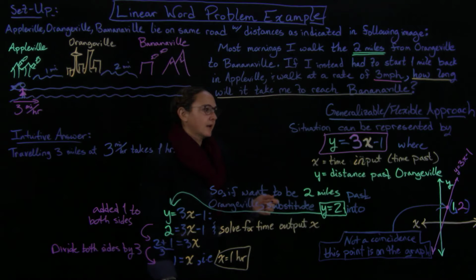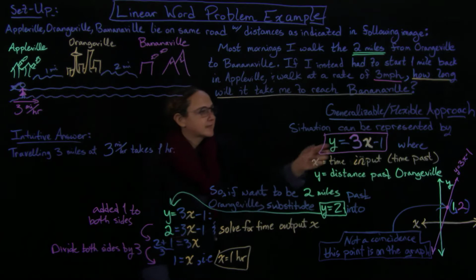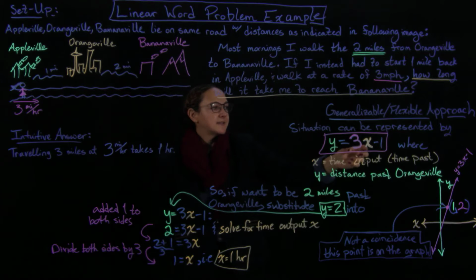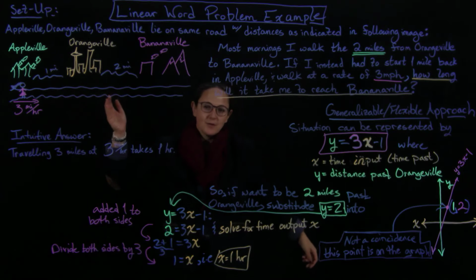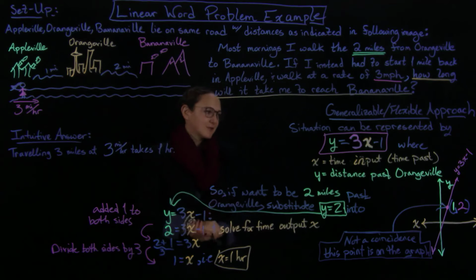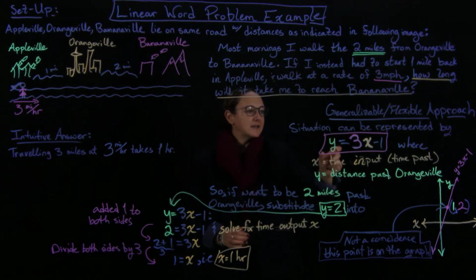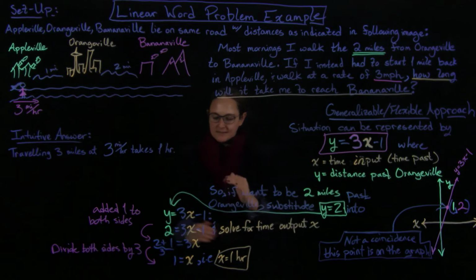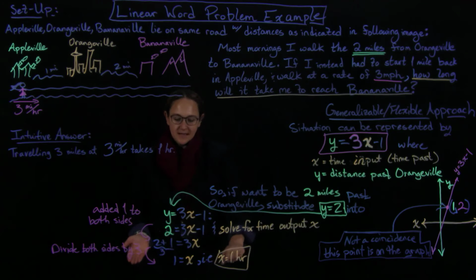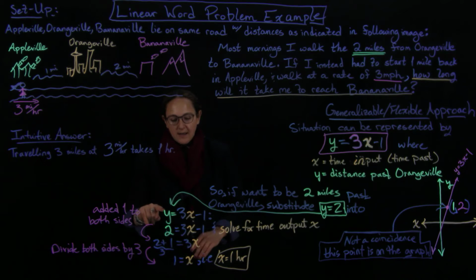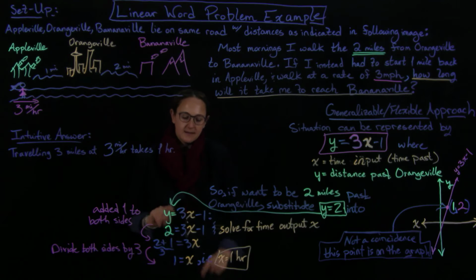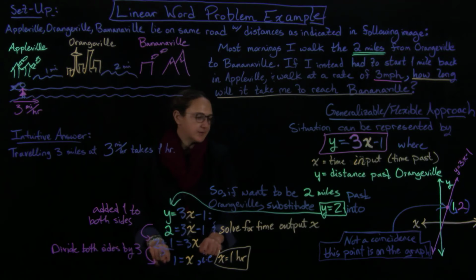This is the distance that I've gone, but the first mile doesn't matter because that got me from Appleville to Orangeville. And I want to go past Orangeville to Bananaville. So I can put the 2 miles in here, and I wanted to solve for my x. I went ahead and did that and found it was indeed 1 hour. I put the 2 in for y and solved for x: added 1 to both sides, divided both sides by 3.